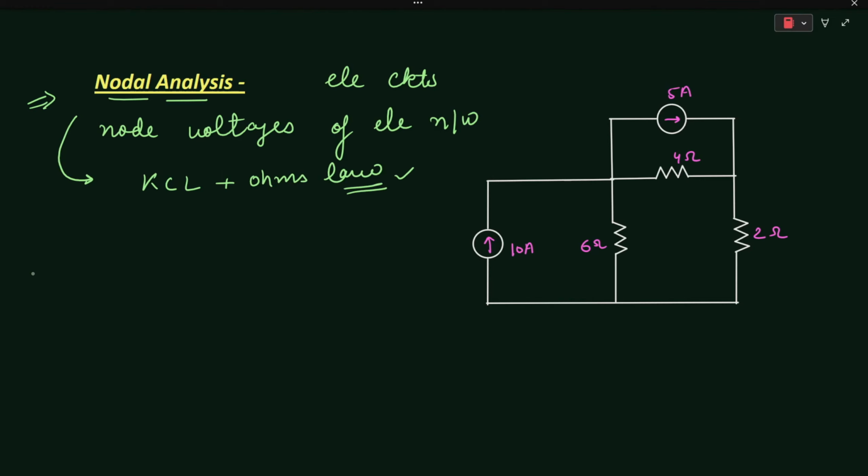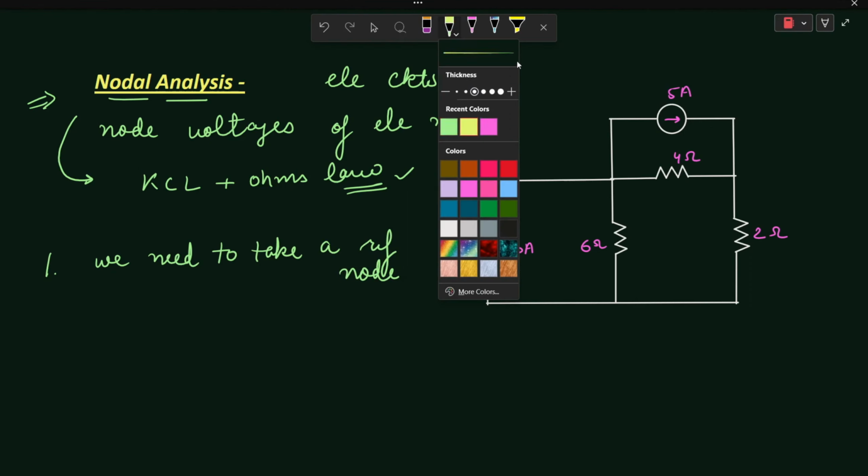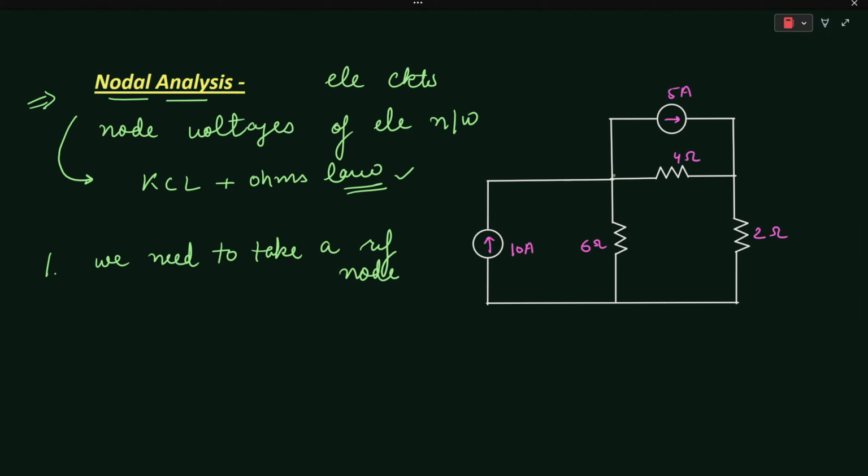So there are some rules to apply nodal analysis. The first rule is we need to take a reference node. For example, let's say this is your node 1, this is your node 2. So we can assume this node as a reference node. The voltage across a reference node is equal to 0 volts.